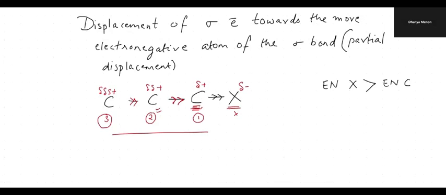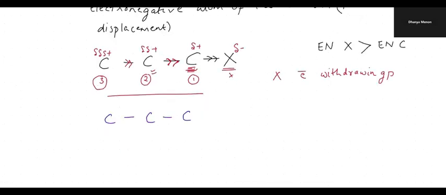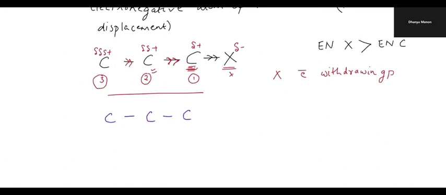Here the X is more electronegative, so it pulls the electron pair towards itself, and such atoms are called electron withdrawing groups. You will be learning examples of electron withdrawing groups. Now let me tell you another case. The inductive effect is effective until the third carbon atom, and it diminishes with distance.